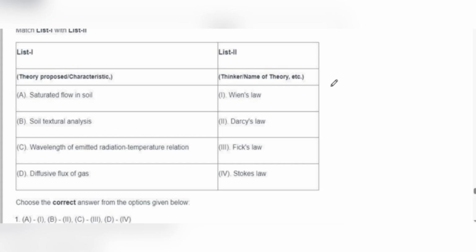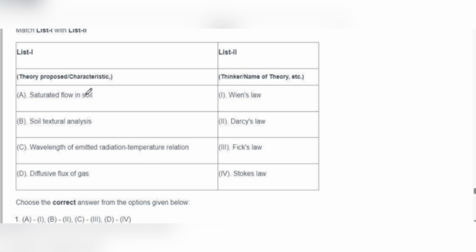It asks for matching list 1 with list 2, where in list 1 they have given the theory proposed or the characteristic, some phenomenon, whereas in list 2 they have given the name of the scientist or the name of the law that governs the phenomenon given in the first list. So these are all the basic principles of soil physics if you see closely, and let's just dive right into it.